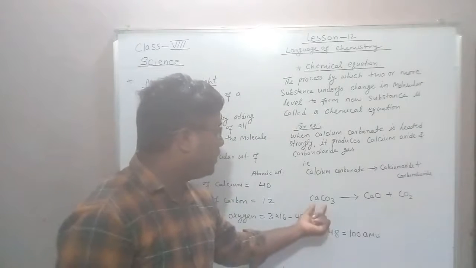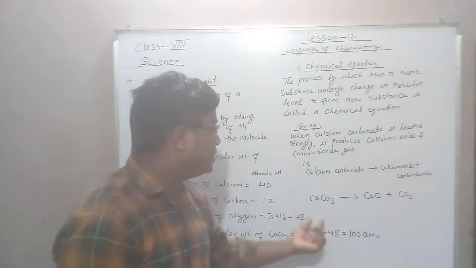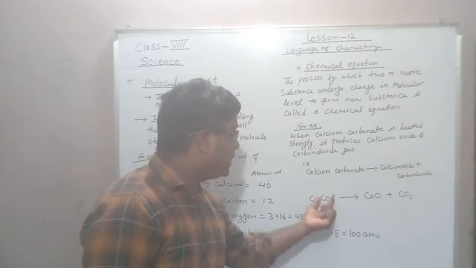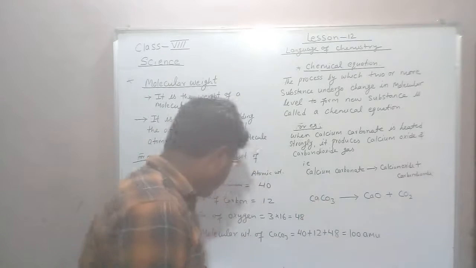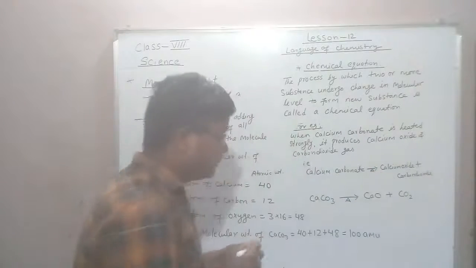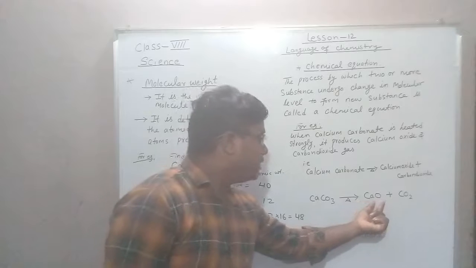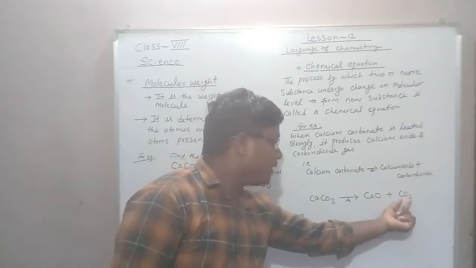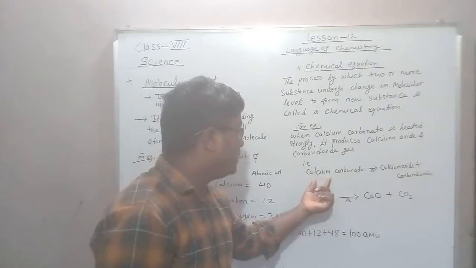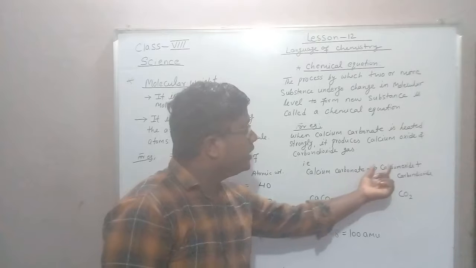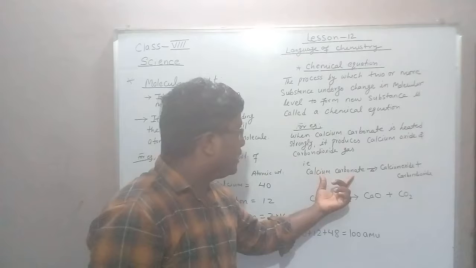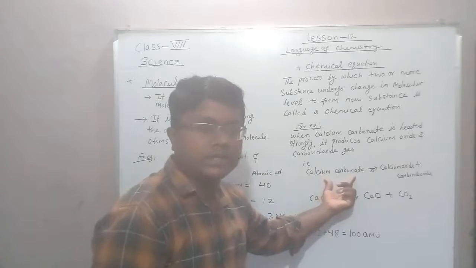So I have written here CaCO3, that is your calcium carbonate. When it is heated strongly, for heating we can give a heat symbol. It produces calcium oxide and carbon dioxide gas. This is your word equation. I have written their names: calcium carbonate gives calcium oxide and carbon dioxide gas. Since I have used words here, it is your word equation.